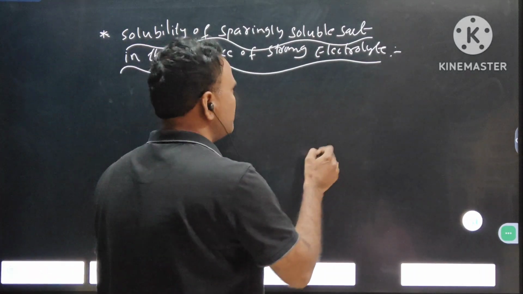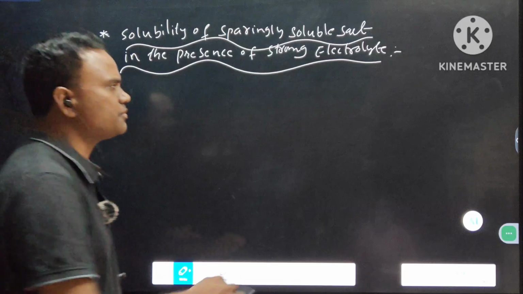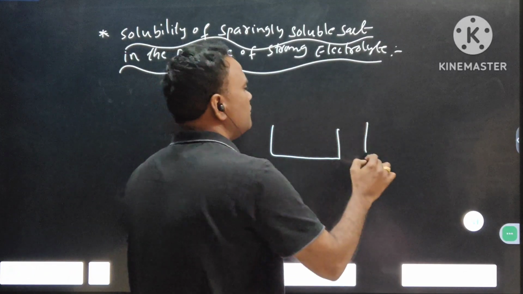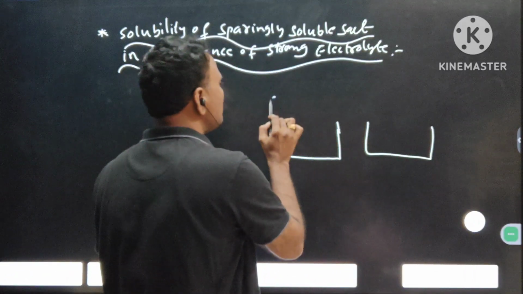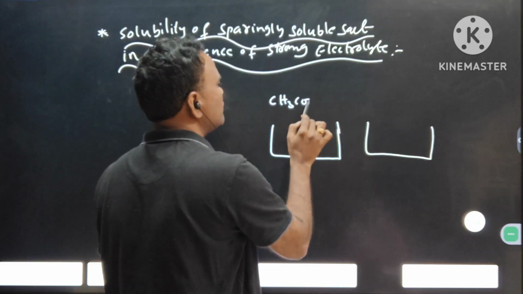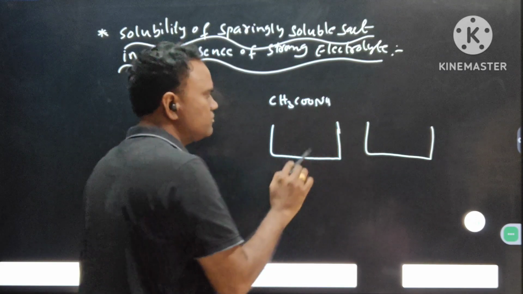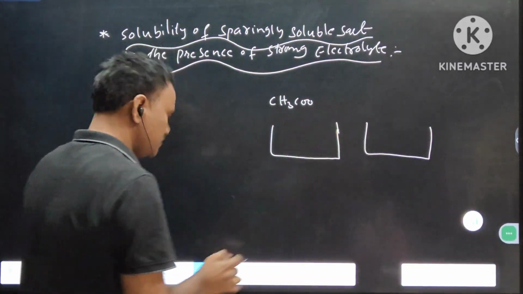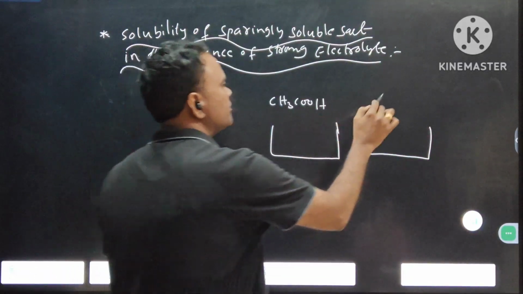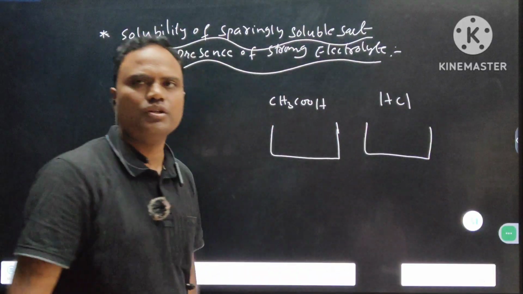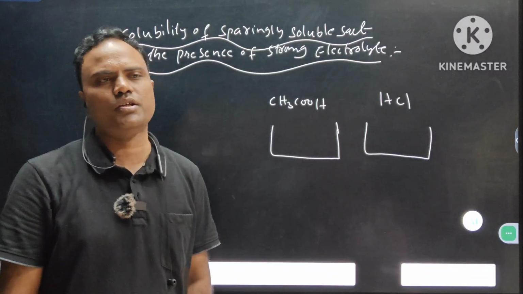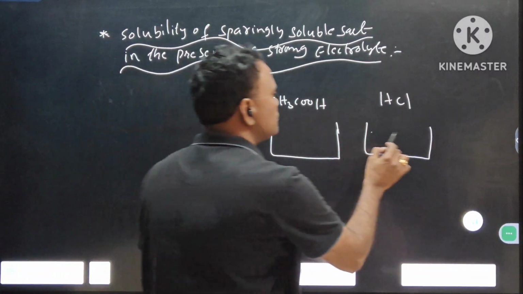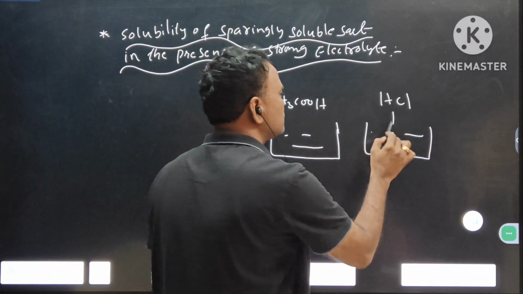Before going to the question, I will explain one small general topic to you. I am taking CH3COOH, and this is HCl, which is a strong acid. Now dissociate these two in water.